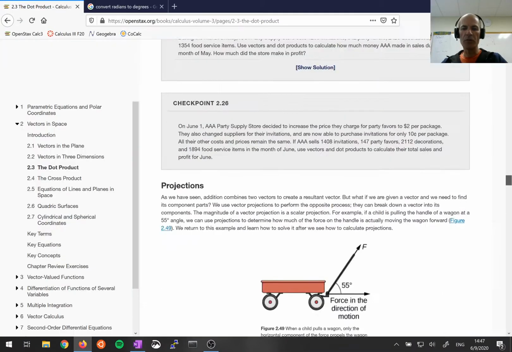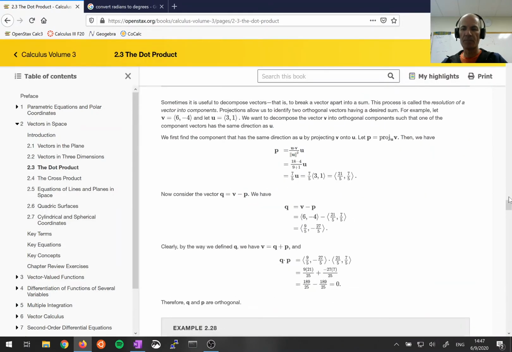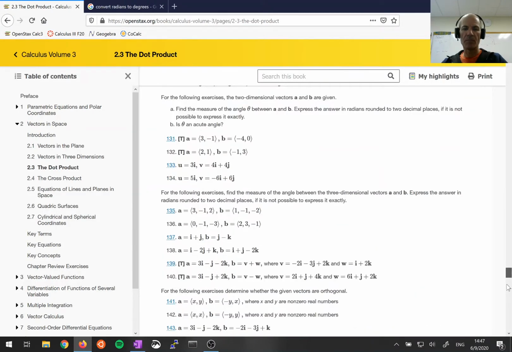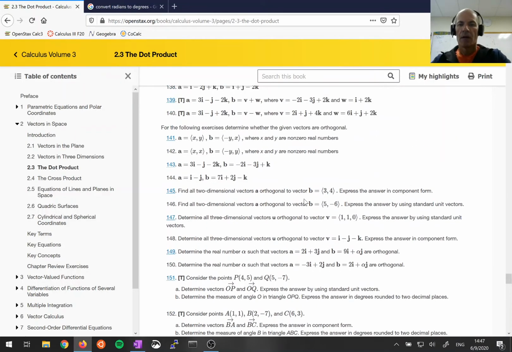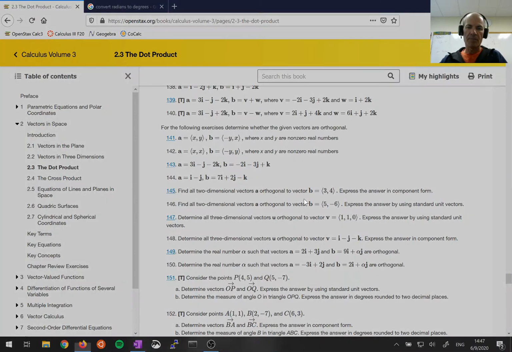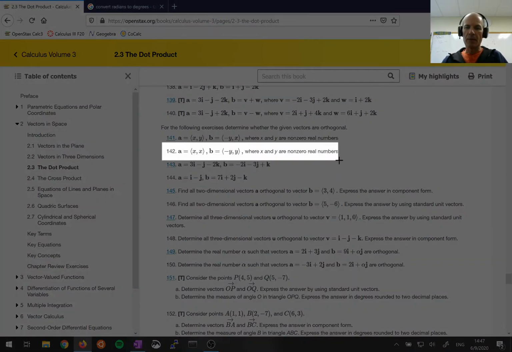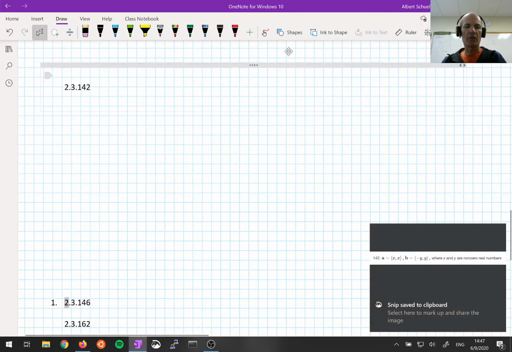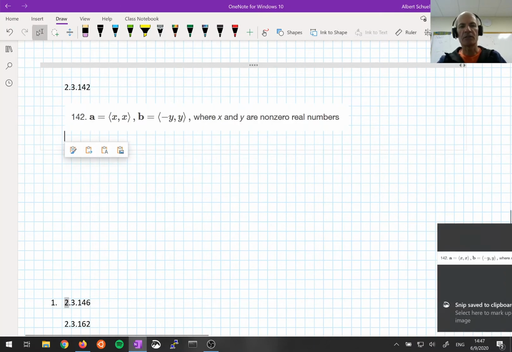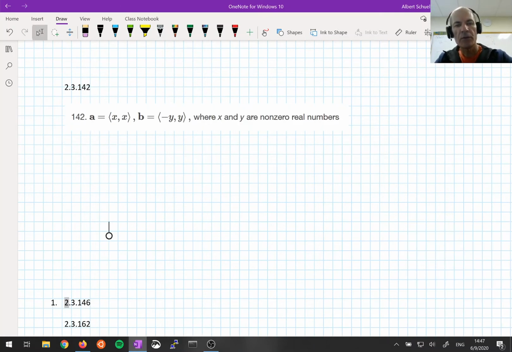All right, in 142, we want to determine whether the given vectors are orthogonal. Now remember, the dot product provides a really easy test of orthogonality. If the dot product is 0, then the vectors are orthogonal. So if we want to figure out orthogonality, I'll just repeat the question up here briefly.